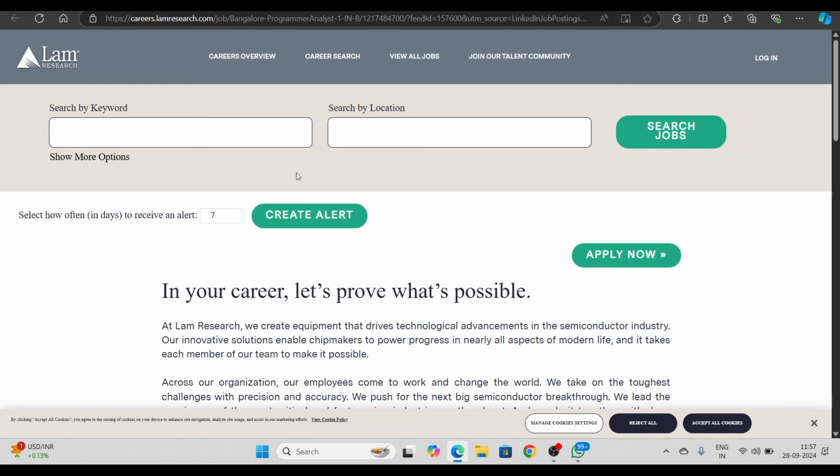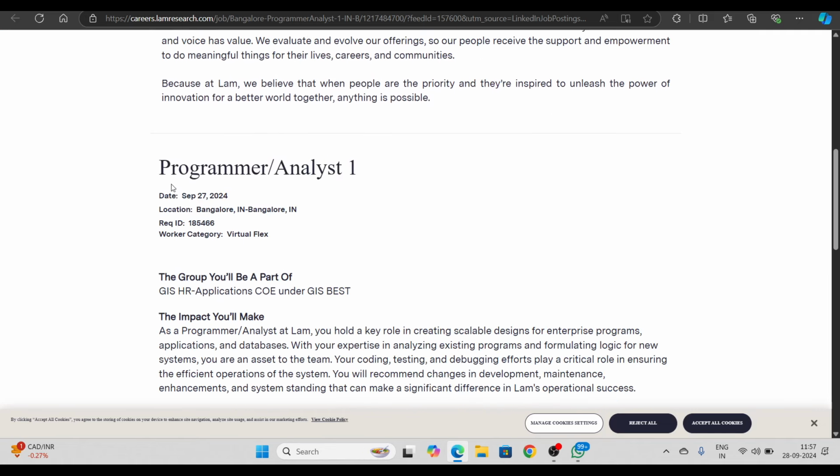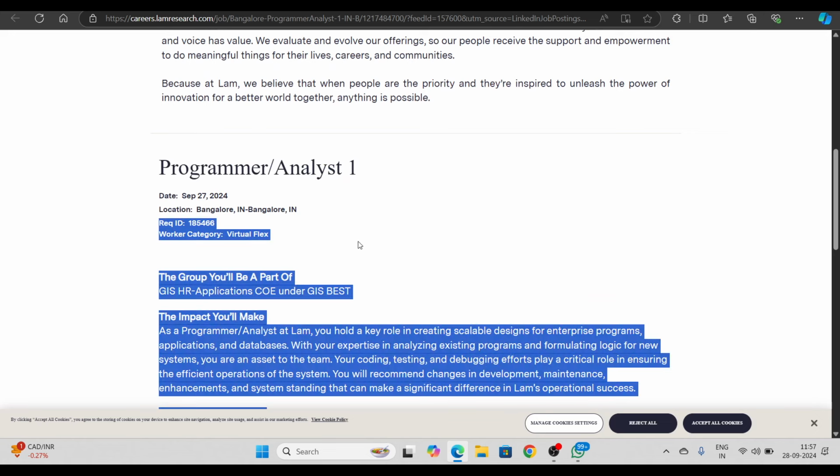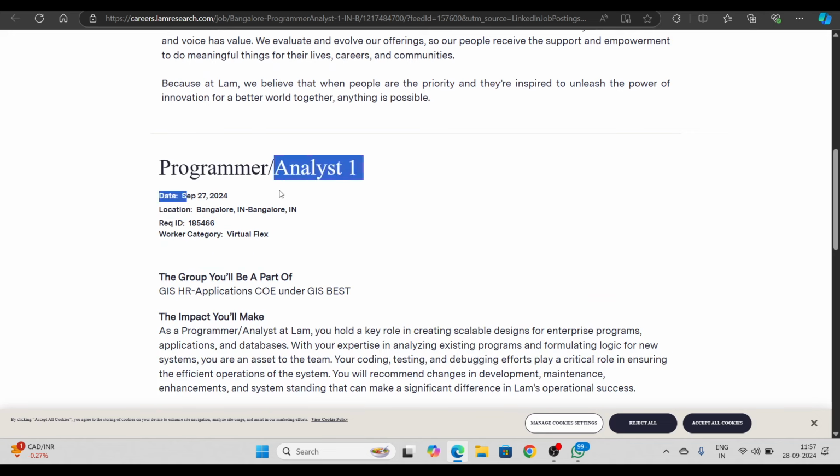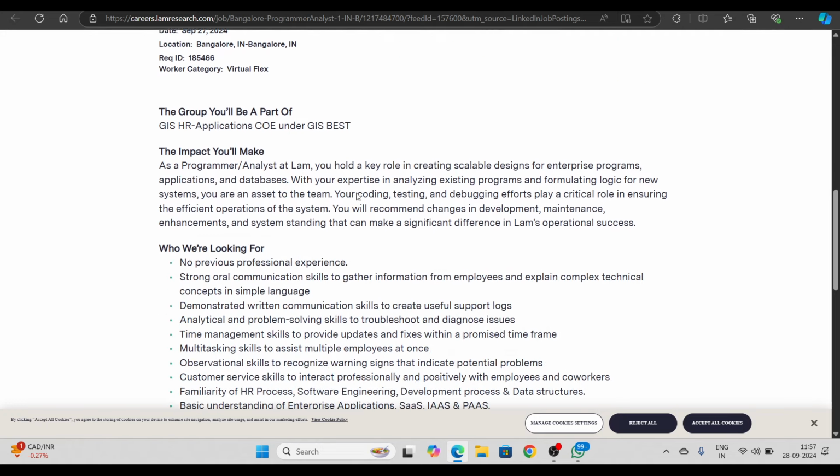First of all, we will talk about the first hiring opportunity, that is from Lam Research. They are hiring for the programmer analyst one job role. The date on which the hiring was posted is 27th of September, which is very near. Also, if you can see, all the details are mentioned here.